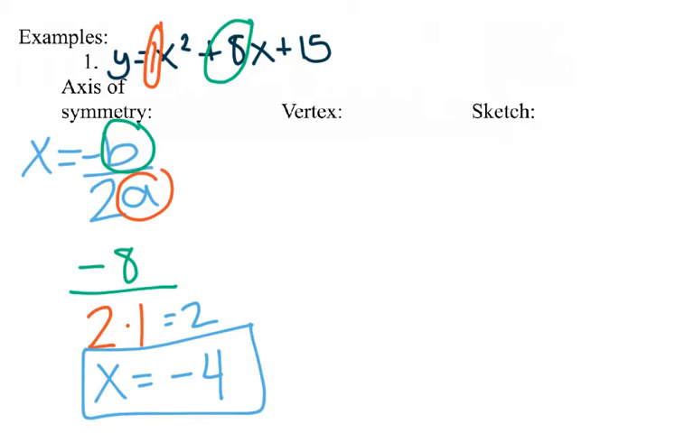Okay. And then we have a thing called the vertex. So we're going to find the maximum or minimum in just a minute. And we're going to sketch it. Everybody should be pretty able to sketch by now. So go ahead and graph that function y equals x squared plus 8x plus 15 and draw yourself a little sketch.